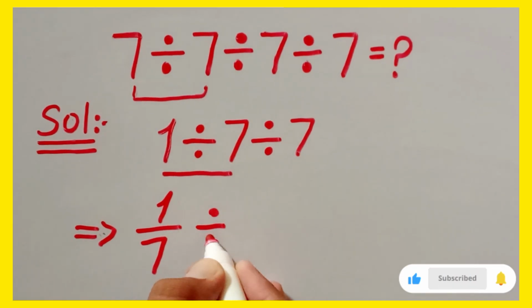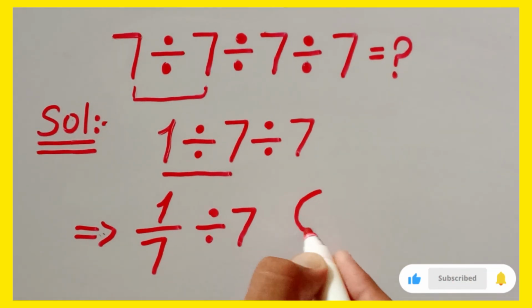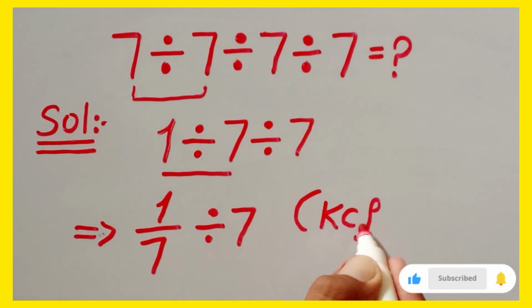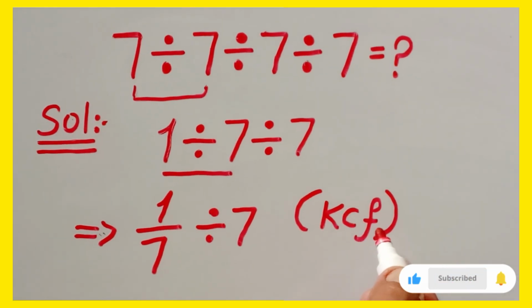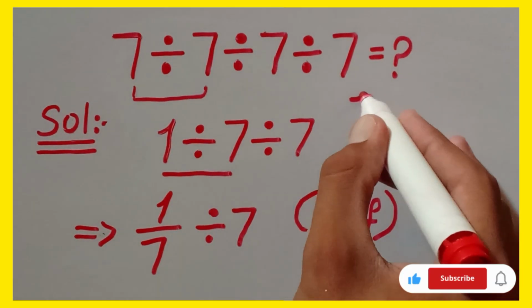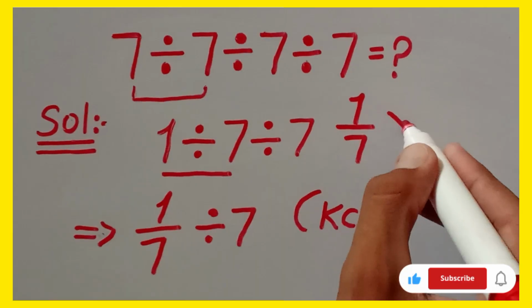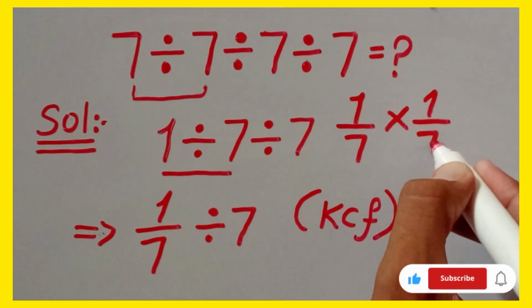divided by 7. So according to the rule of KCF, where K stands for keep, C stands for change and F stands for flip, we can write this as 1 divided by 7 times 1 divided by 7.